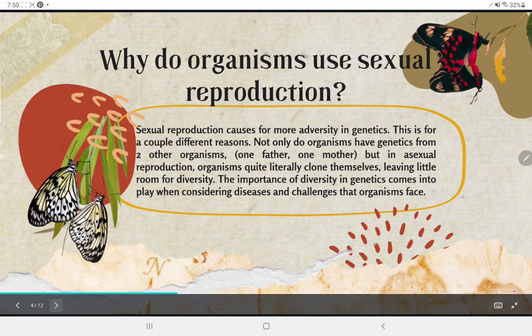Why do organisms use sexual reproduction? Sexual reproduction causes more diversity in genetics. This is for a couple of different reasons. Not only do organisms have genetics from two other organisms, one father and one mother, but in asexual reproduction, organisms quite literally clone themselves, leaving little room for diversity. The importance of diversity in genetics comes into play when considering diseases and challenges that organisms face.